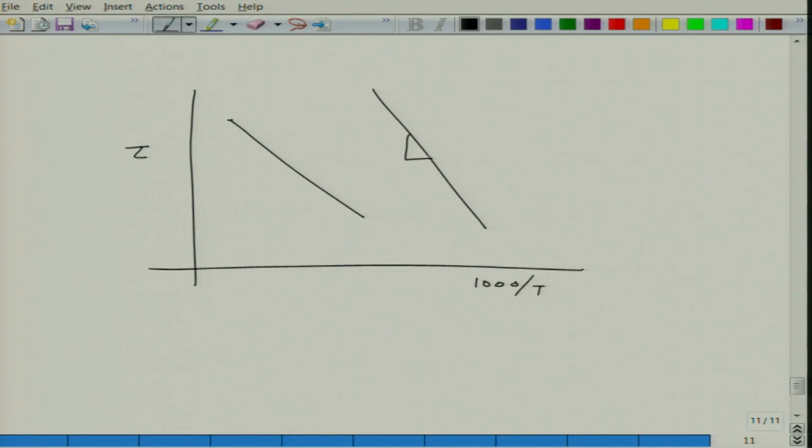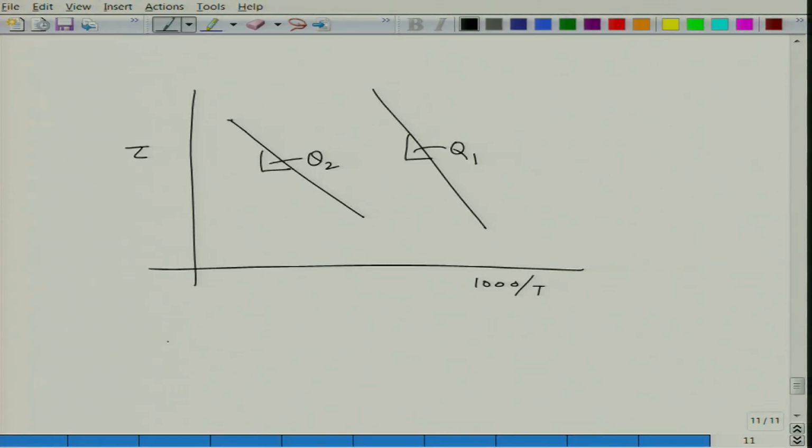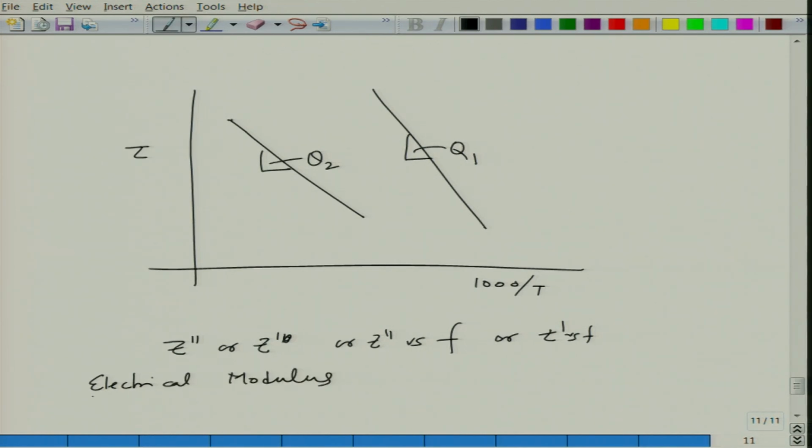So, at high temperature you may have this activation energy, at low temperature you may have this activation energy, and these will correspond to different entities. One may correspond to grain, another may correspond to grain boundaries, and so on. So, doing temperature dependent measurements, and then of course, not only can you make Z double prime versus Z prime, or Z double prime versus frequency, or Z prime versus frequency plots, you can also calculate a quantity called the electrical modulus. Electrical modulus is called M, which is related to Z.